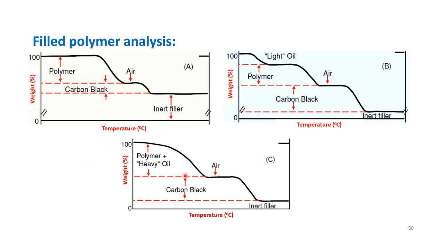In the third case, the polymer and heavy oil degrade in one step only, because it does not show a distinct peak for heavy oil. So it is difficult to differentiate whether the degradation was from the polymer or the heavy oil, so we consider it a common temperature. Then we have carbon black after switching to air, then an inert filler. That is how we can analyze our sample.